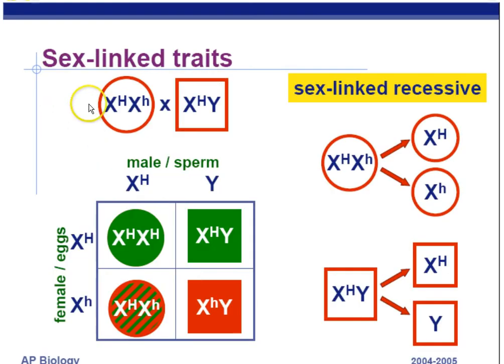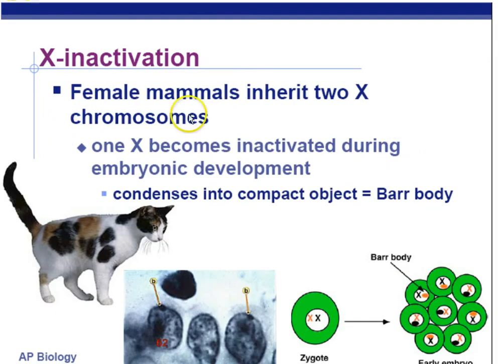The other two sex-linked traits that you should know, in addition to hemophilia, are Duchenne muscular dystrophy and red-green color blindness, all characterized by defective X chromosomes. X inactivation: one of the two X chromosomes in females becomes inactivated during embryological development and turns into a Barr body. And in cats, there's information on that X chromosome for fur color.